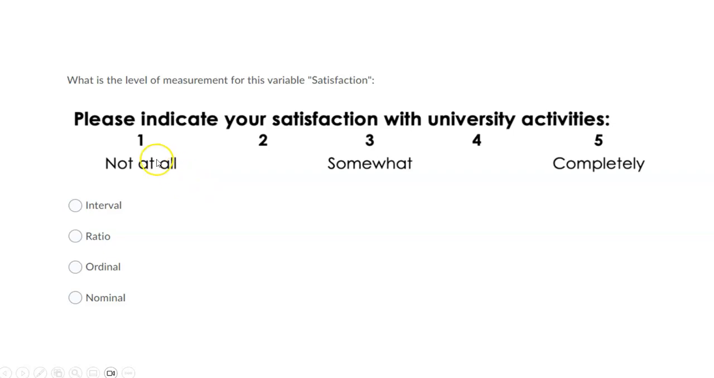And now this one, the not at all, and the somewhat, and the completely, they have only one numerical value, and then you can make an average with them. So this is an interval variable, because they don't have the zero value, so it's not a ratio, it's an interval.